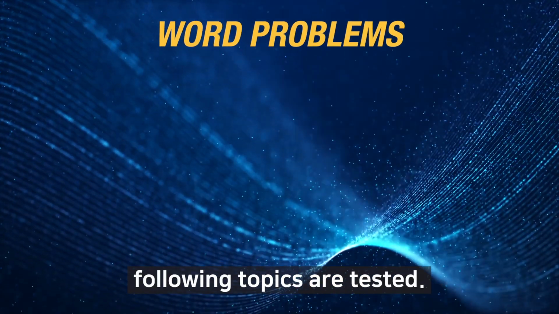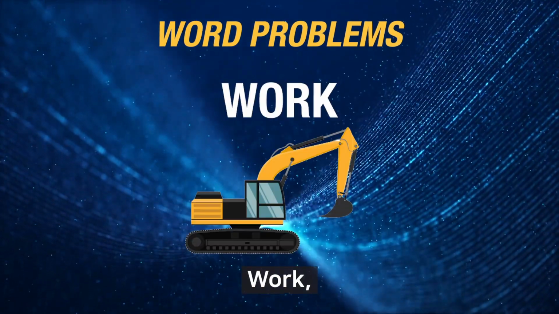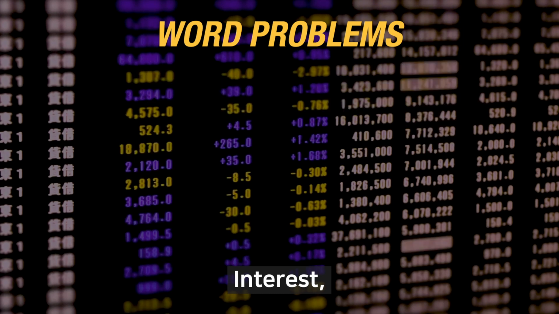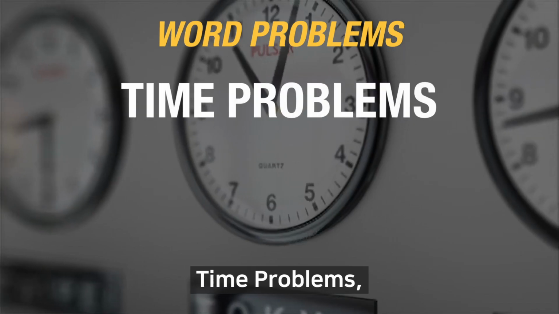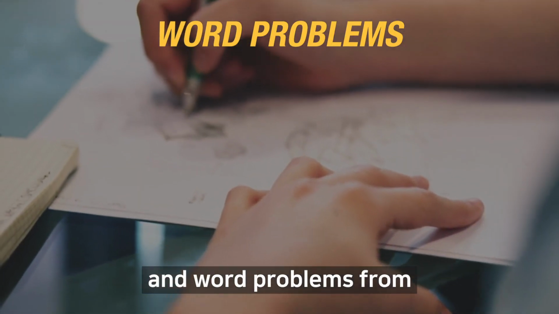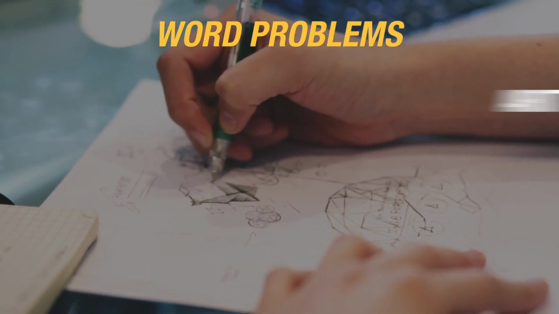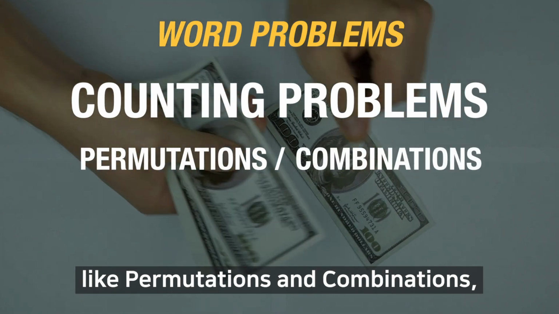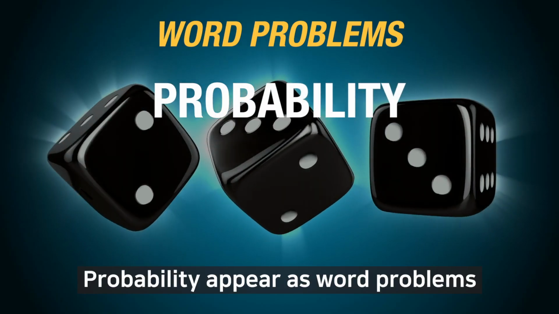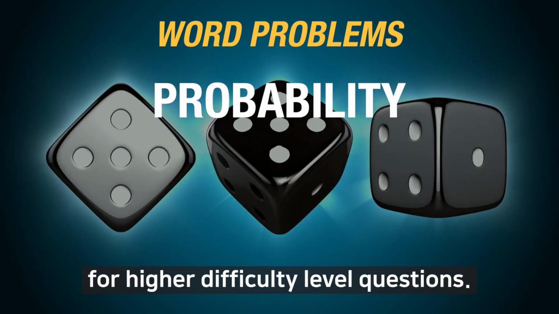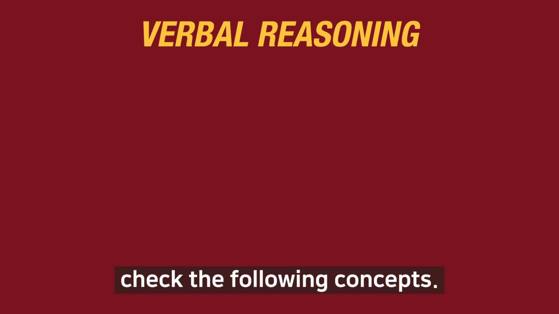In word problems, the following topics are tested: rate, work, water problems, interest, discount, profit, cost, measurement, data interpretation, time problems, and word problems from arithmetic, algebra, and geometry. Often counting problems like permutations, combinations, percents and fractions, ratios and proportions, probability appear as word problems for higher difficulty level questions. For verbal, check the following concepts.